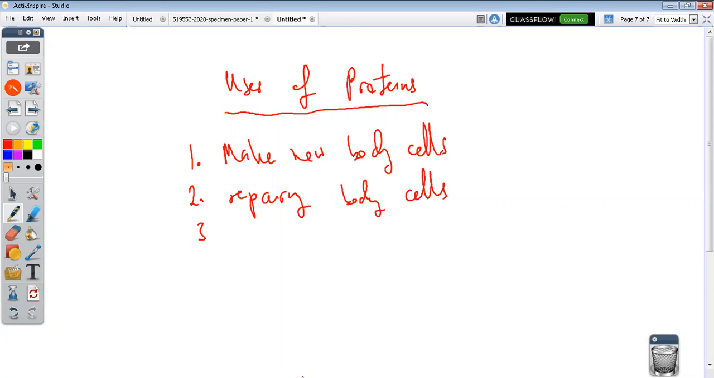Can someone define what an enzyme is? Formation of enzymes. What is an enzyme? A biological catalyst that speeds up a chemical reaction, that is protein in nature. So making up, manufacture of enzymes. Clear?